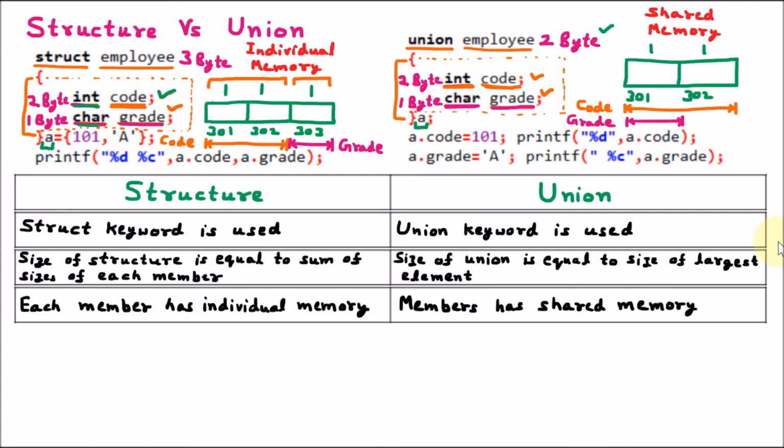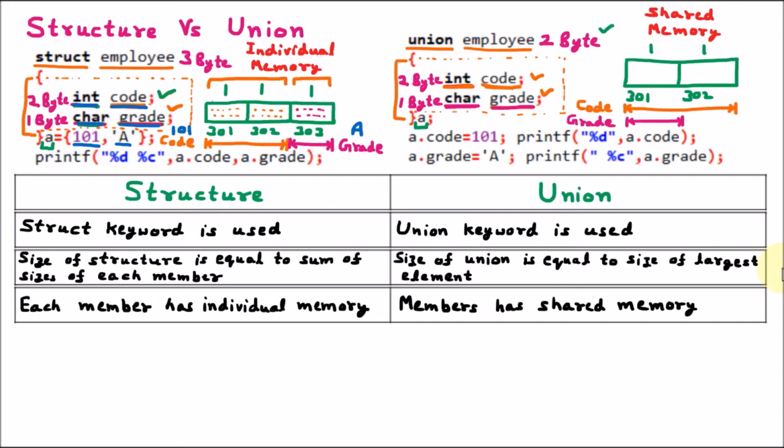Afterward we have the initialization, which means providing values to the elements. Here in the structure, the first value is 101, which is an integer. The first member is code, which is of integer type, so we initialize it with 101. Because it is of integer type, it will consume 2 bytes. Similarly, we initialize the second element with A. A is a character, and grade is of character type, and a character consumes 1 byte. So grade is initialized with the value A, and 1 byte will be used.